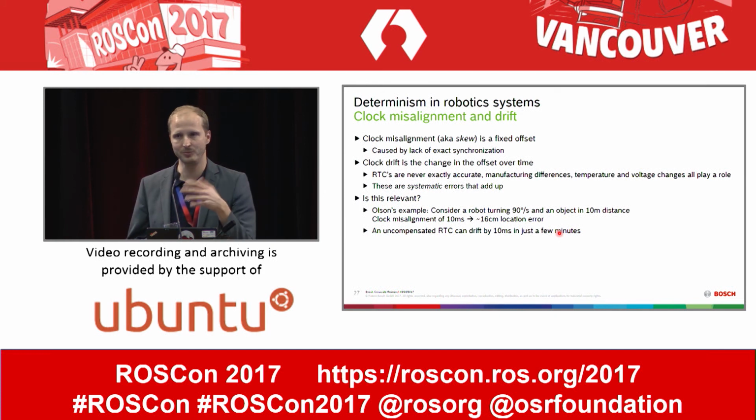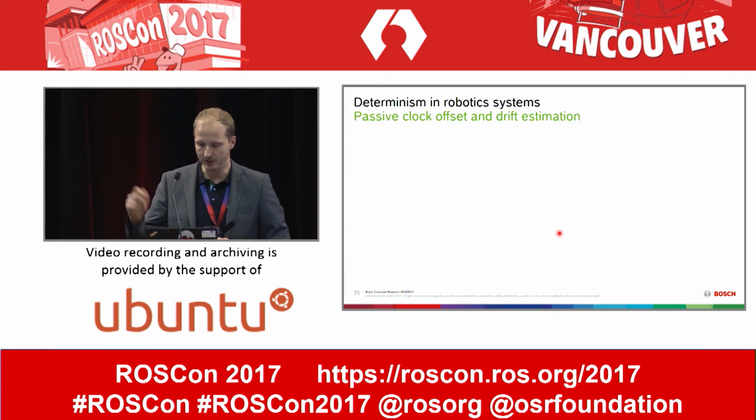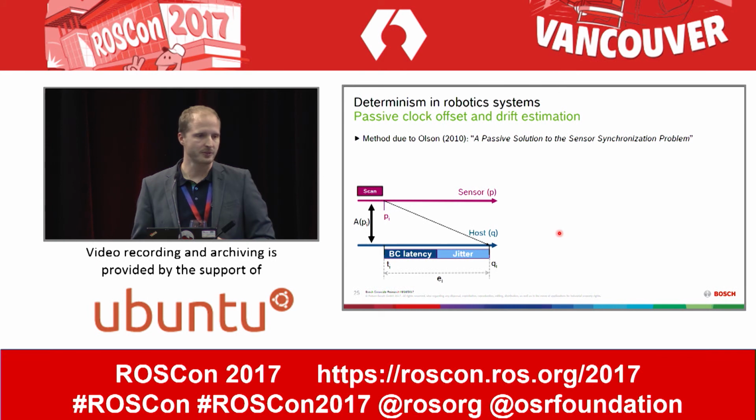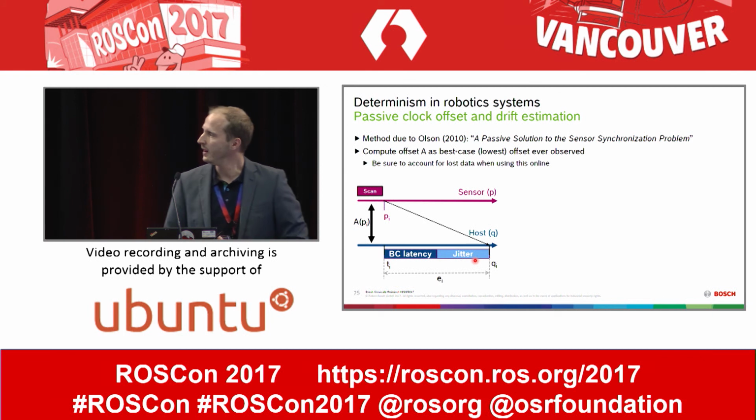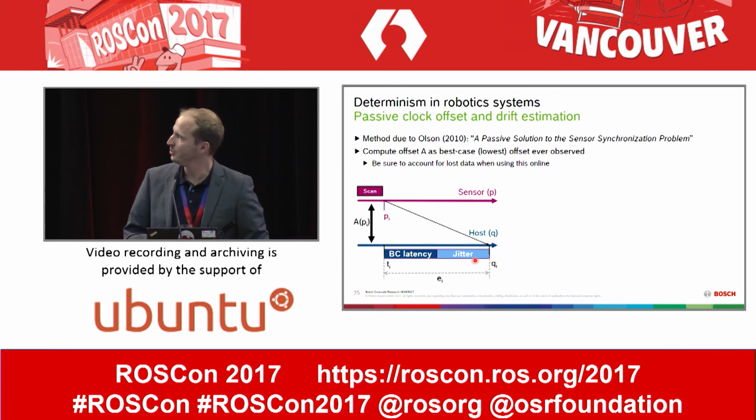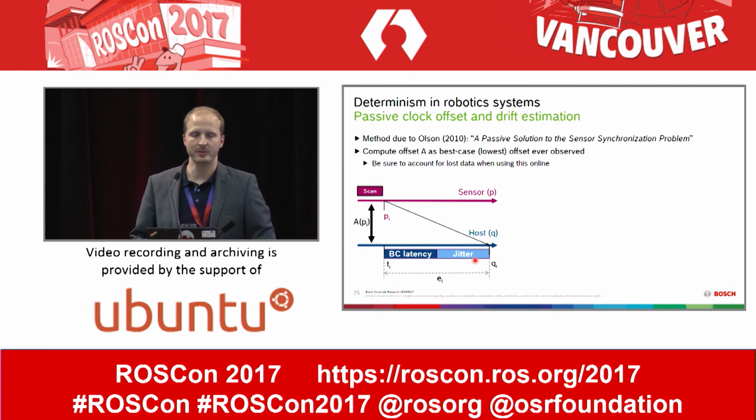You can improve this with better clock chips and all of that, but you will have drift. So the approach is you need to estimate that. Olsen's method is fairly easy. Basically, this is another visualization of the problem. You have some scan, then it's transmitted to the host. There's a systematic latency, and then you have jitter, and you want to estimate that. A fairly easy method is, if you have jitter, to use the smallest offset that you ever observed, and that's then your offset.